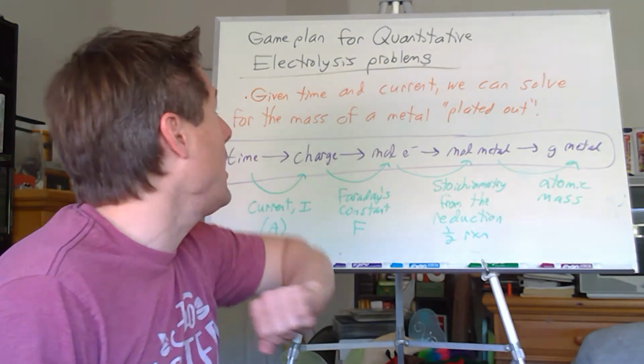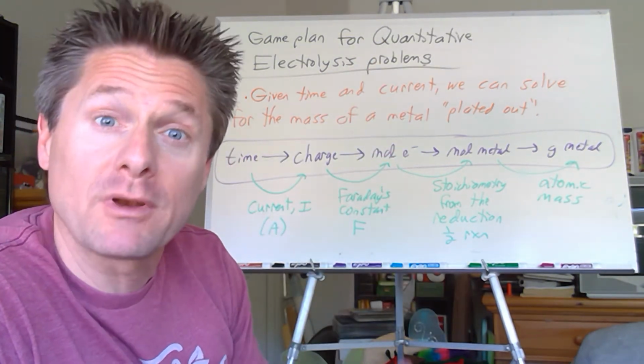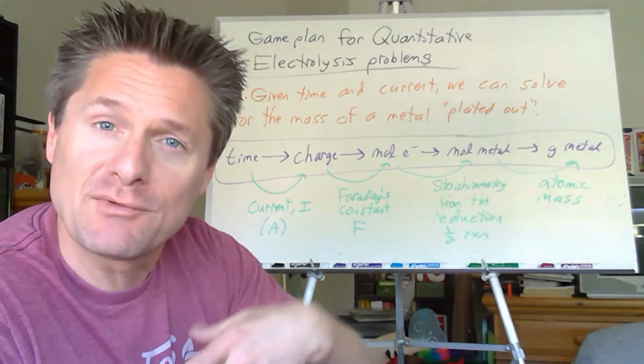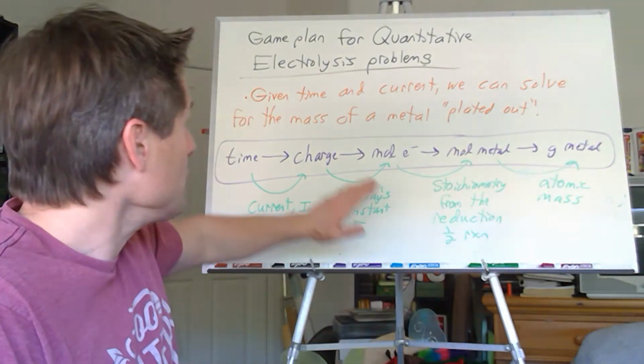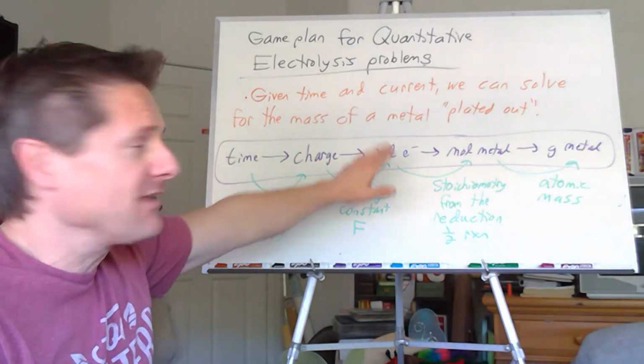But if we're going to do a quantitative electrolysis problem, we're going to plate a metal, we're going to reduce it so it comes out of solution and plates out. And we want to calculate the mass that comes out. Here we go. How much is plated out of solution?